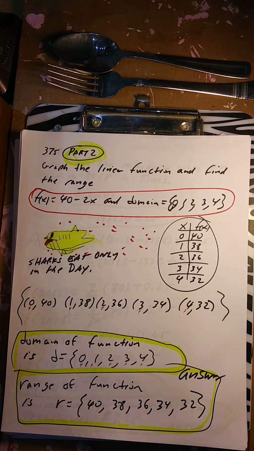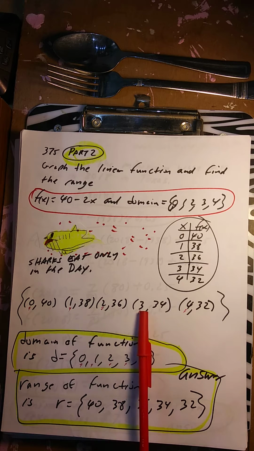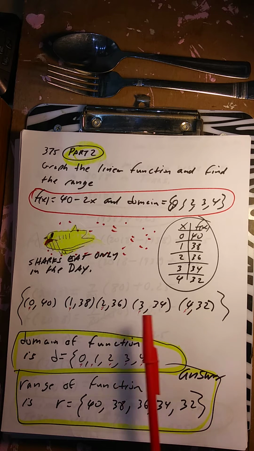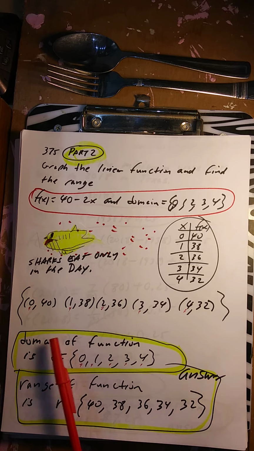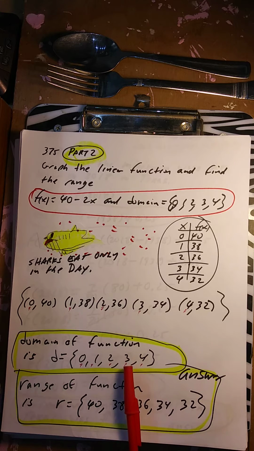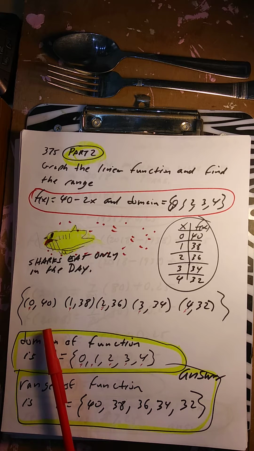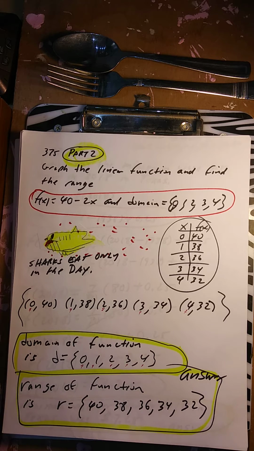Well, I'll tell you real quick. These are the pairs again: (0, 40), (1, 38), (2, 36), (3, 34), (4, 32). Now, the first numbers you see there in the ordered pairs are the domain of the function. So 0, 1, 2, 3, 4, that's the domain. The range is all the second numbers of the ordered pairs. So 40, 38, 36, 34, 32. Those are the range. Okay?